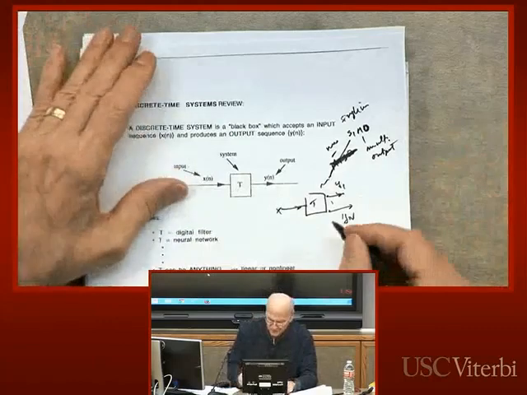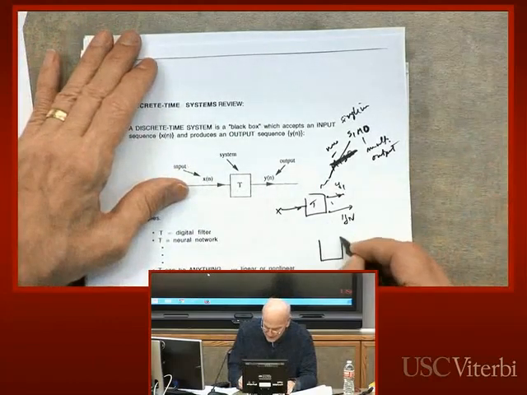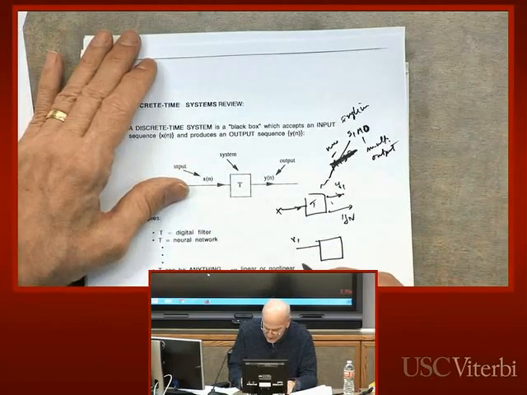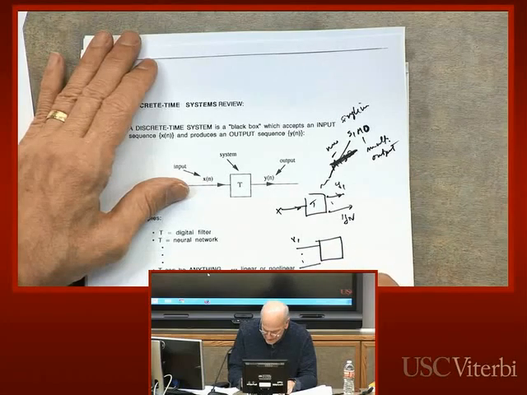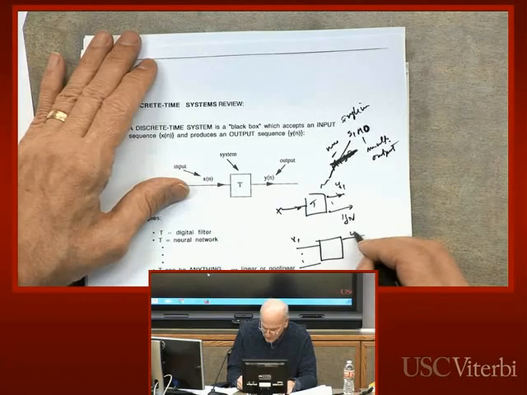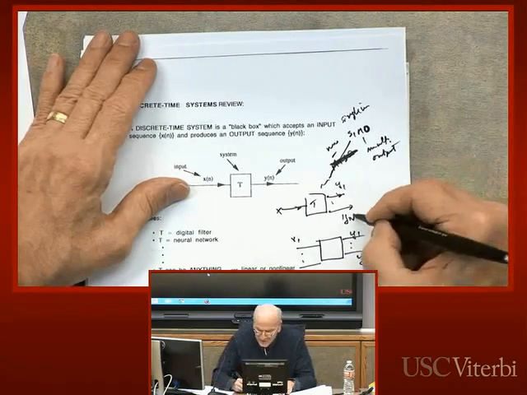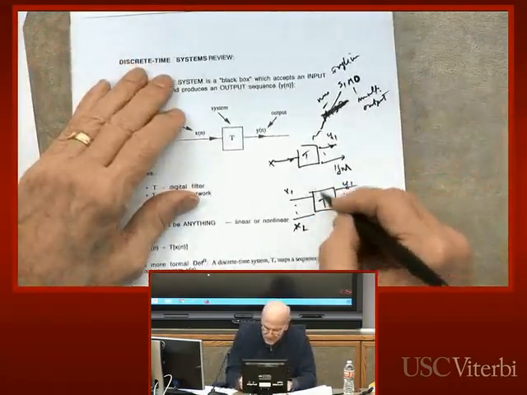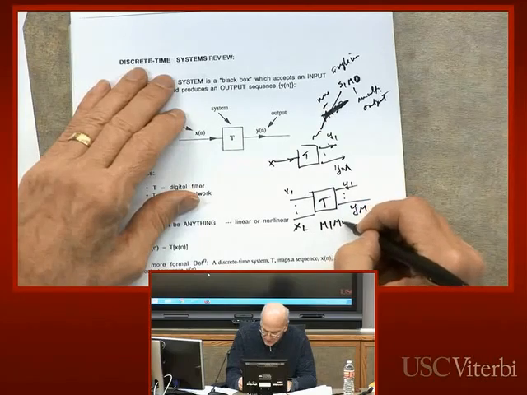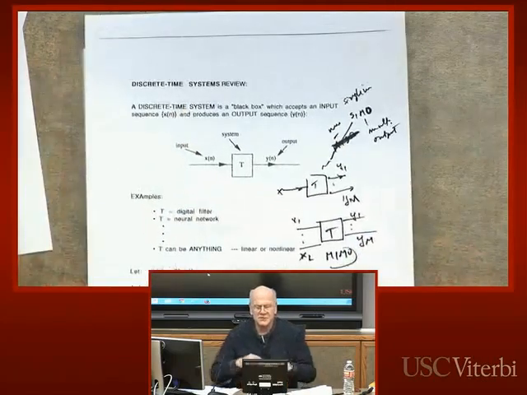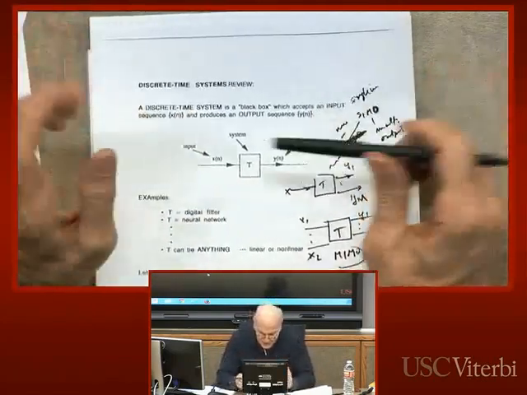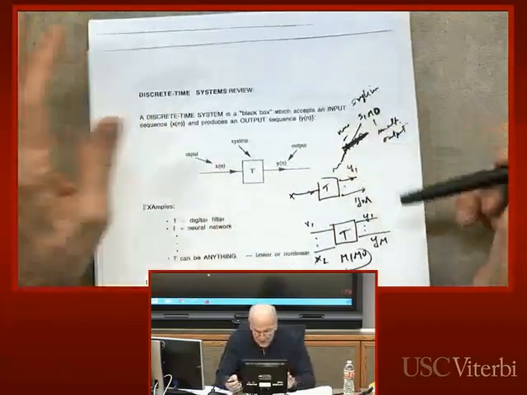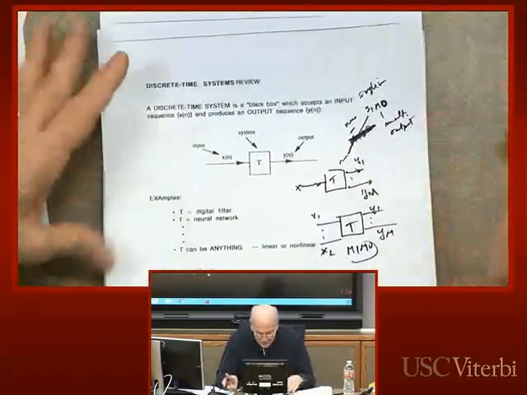Where you have inputs X1 through, let's call that L, and then outputs Y1 through YM. Okay, I'll make that an M too. T is then MIMO, multiple input, multiple output. So there are all different types of variations on this, but this is the basic one, which takes a single input and produces a single output.